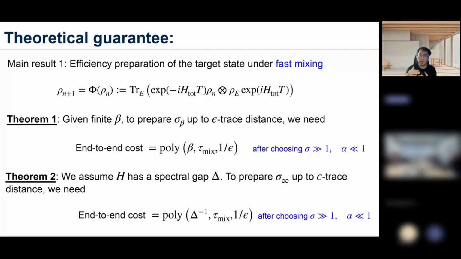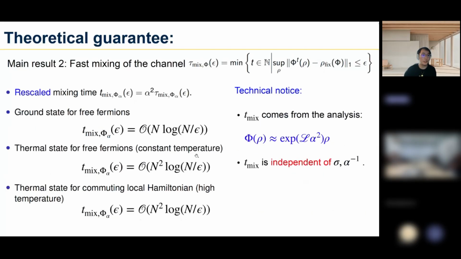Then, in fact, according to these two results, you can see that as long as my T_mix is not very large, meaning that I have fast mixing, this algorithm can efficiently prepare the thermal state and the ground state, and there is almost no system size dependence. In fact, the system size dependence will mainly come from the T_mix. So now, to give a rigorous end-to-end complexity, we also need to provide an upper bound for this T_mix. And this is actually the second main result of our paper.